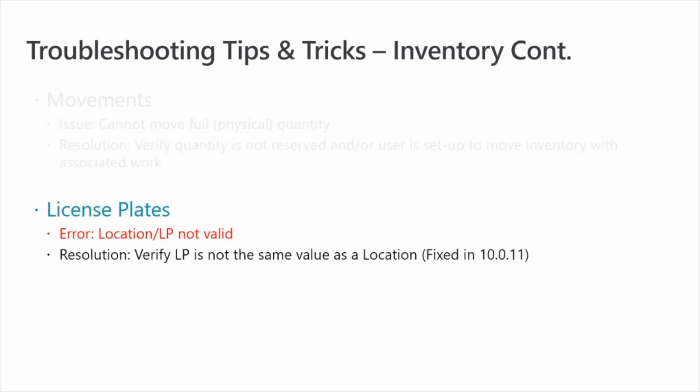And then finally, for the license plates, if on the warehouse mobile application, and this may be in any number of different workflows, you scan either a location or an LP to initiate the workflow, and you receive an error message that says it's not valid, then the resolution in the past is to verify that you do not have a license plate and a location named identically the same.